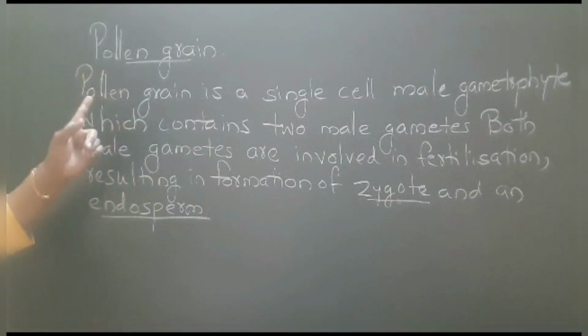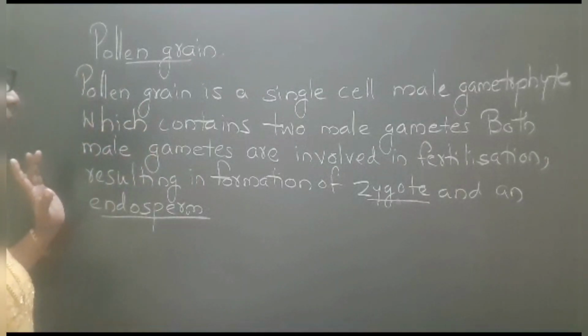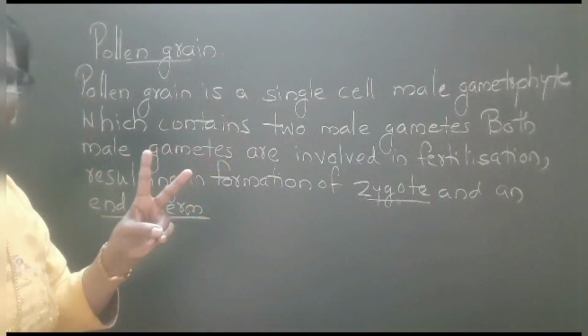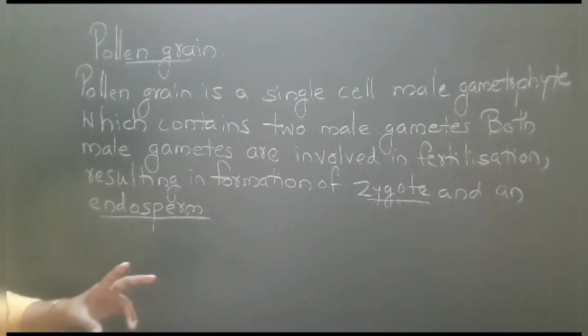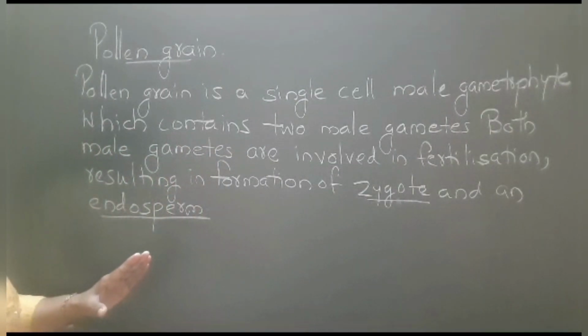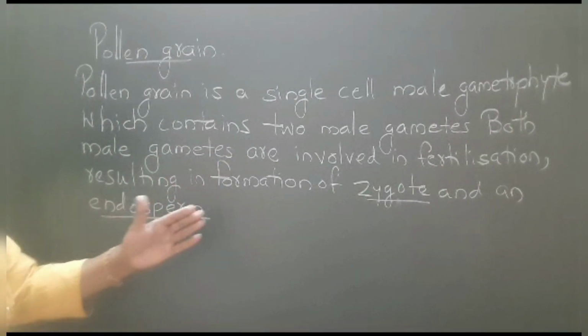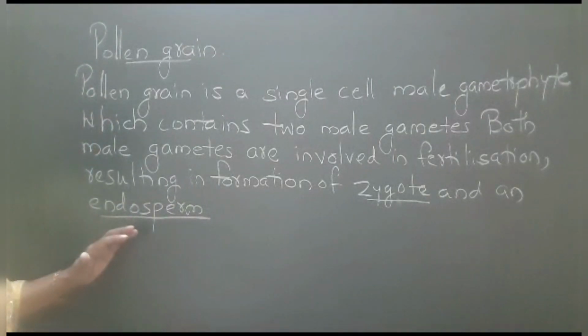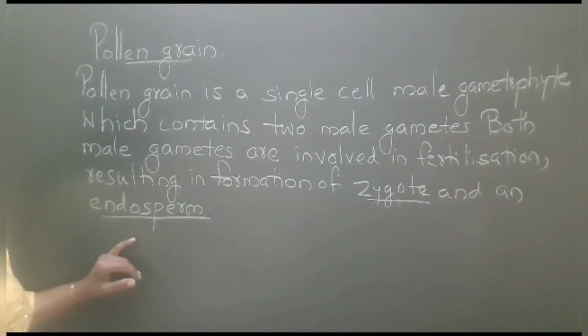So what is pollen grain? Pollen grain is a single cell male gametophyte which contains two male gametes. Both the male gametes are involved in fertilization. After the fertilization, zygote and endosperm is formed.